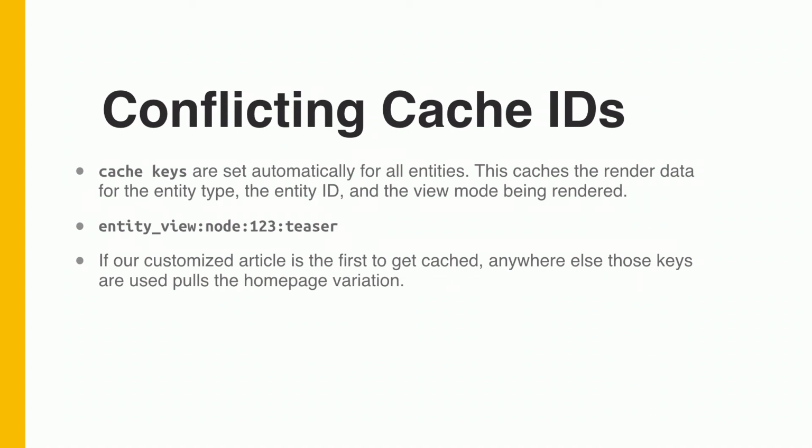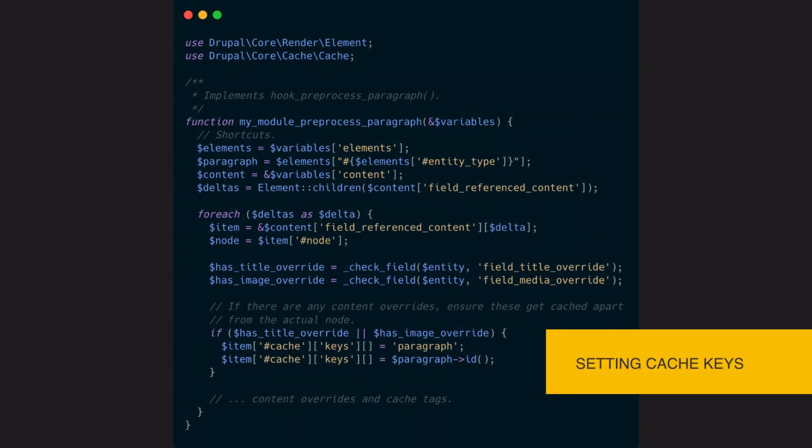So we need to make sure that anytime we're changing things in the render array, we're also changing what their values are in that cache object. So this is the same snippet from before with a few items added to the beginning.